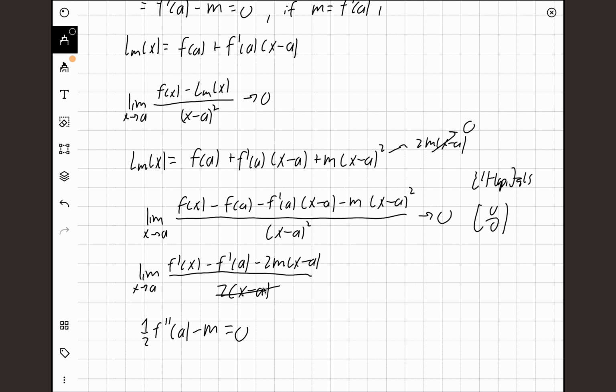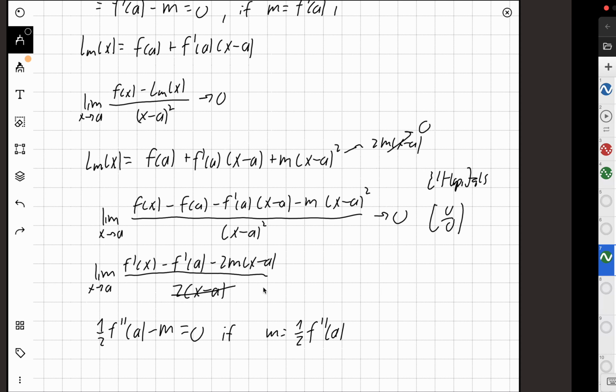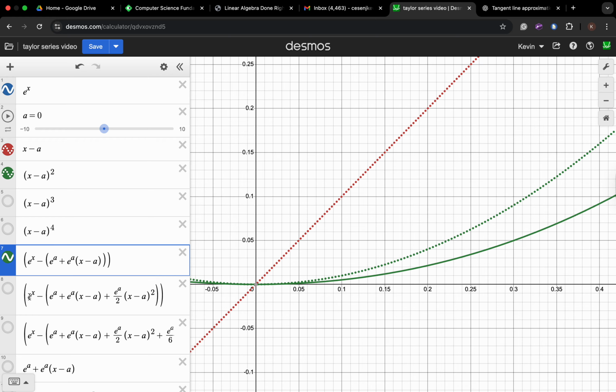So if this equals 0, this just simplifies to this when we evaluate the limit. So this will be 0 if m equals 1/2 times the second derivative of f at the point a. And we found the only m such that this normalized error will go to 0, and it is this m over here.